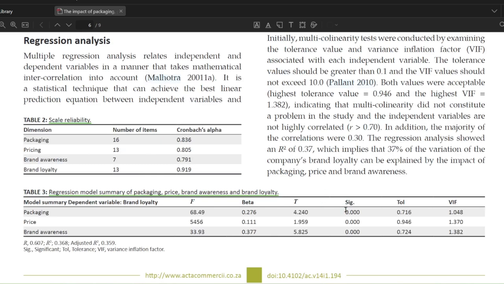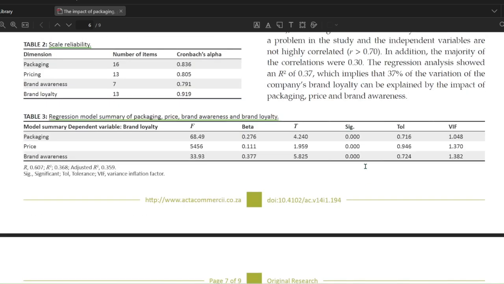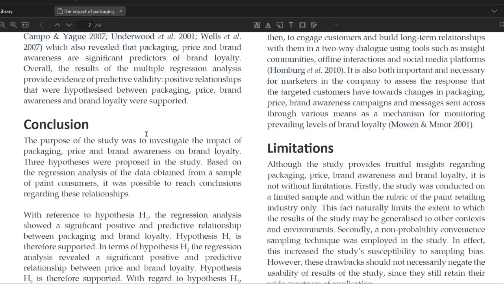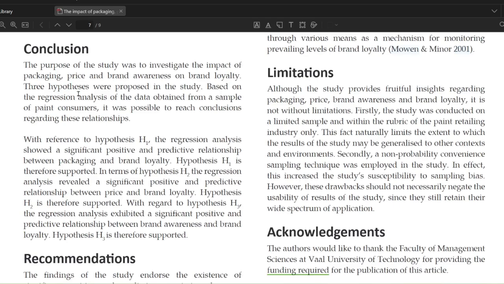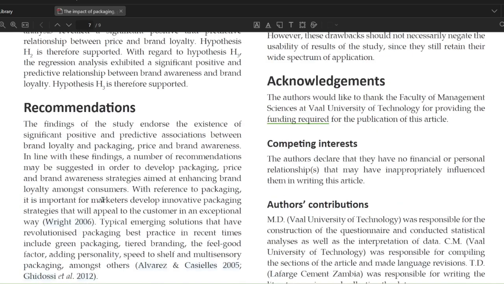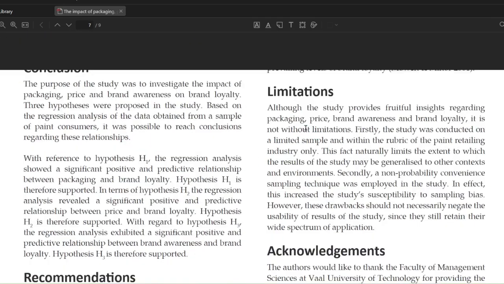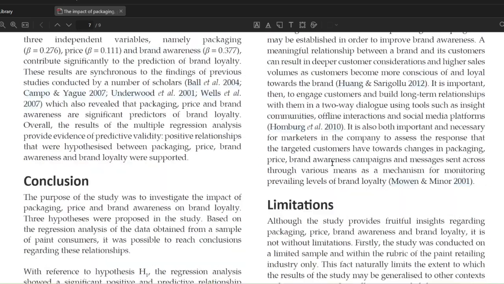All the hypotheses were accepted as the value is 0.000. We know that a hypothesis is accepted if the p-value is below 0.05, and here it is, so all the hypotheses are accepted. Apart from that, they have written the conclusion, there is a summary, some recommendations are also here for the study, and the limitations are written here.